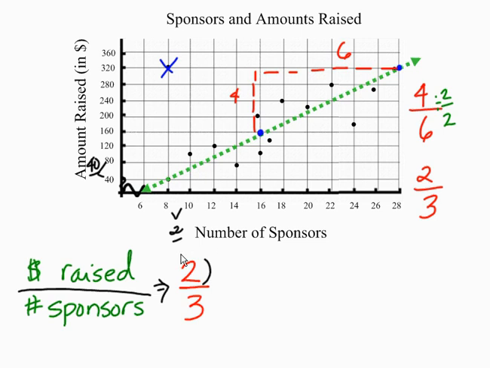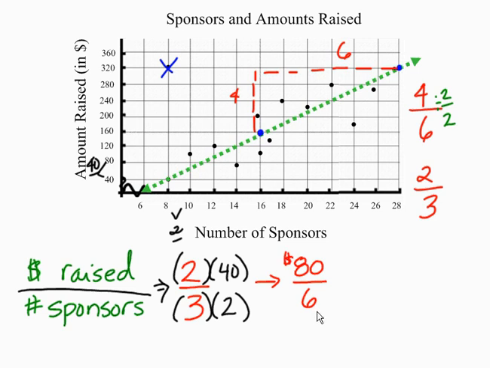So I'm going to multiply 2 times 40, and with the run, every 3 boxes, and since every box on the run is worth 2, I'm going to multiply it times 2. That's going to give me a new slope that actually is more reflective of this graph. 2 times 40 is 80, and 3 times 2 is 6. And so what this is saying is that for every 6 sponsors that I have, I can raise $80.